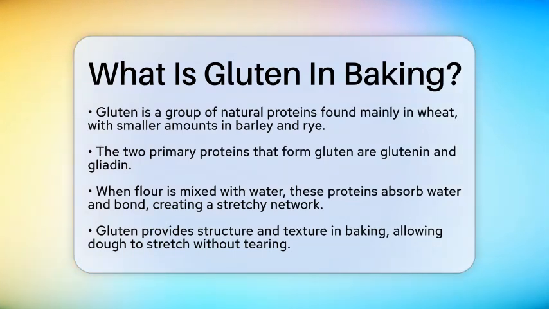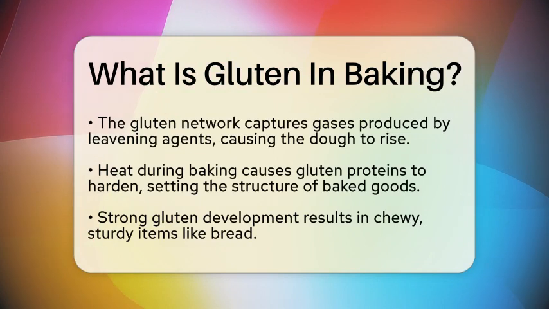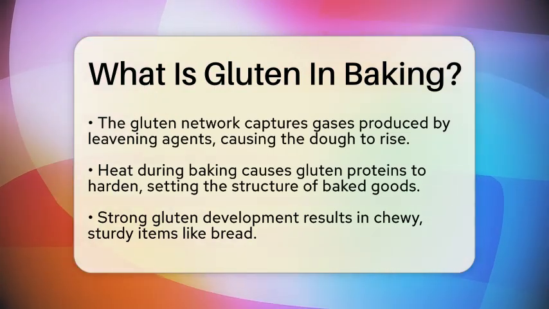When flour containing these proteins is mixed with water, they absorb the water and bond together, creating a stretchy network known as gluten. In baking, gluten plays a key role in providing structure and texture. As you mix or knead the dough, the gluten network develops and strengthens. This elasticity allows the dough to stretch without tearing, much like a balloon. This is essential for trapping gases produced by leavening agents such as yeast or baking powder.